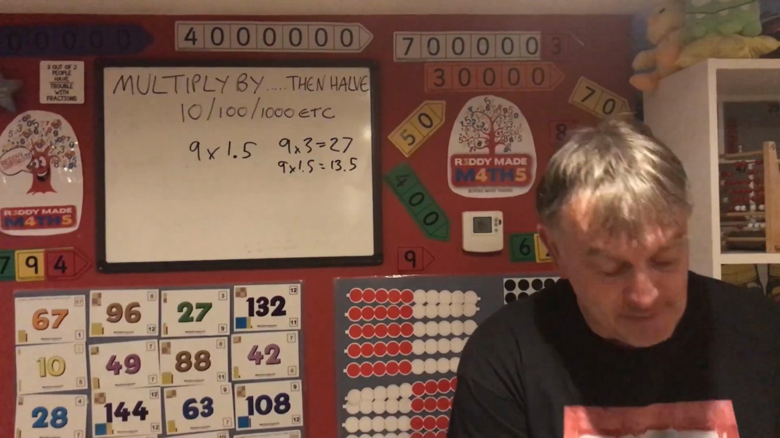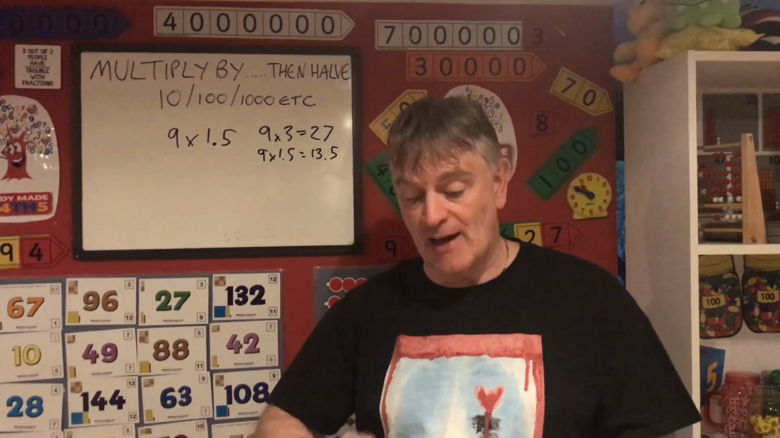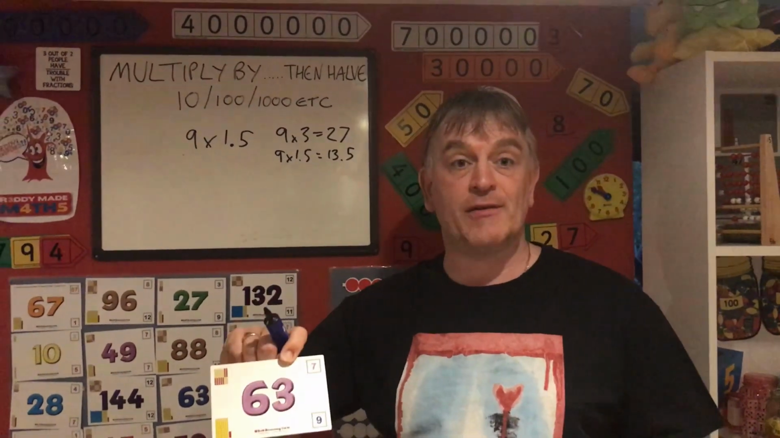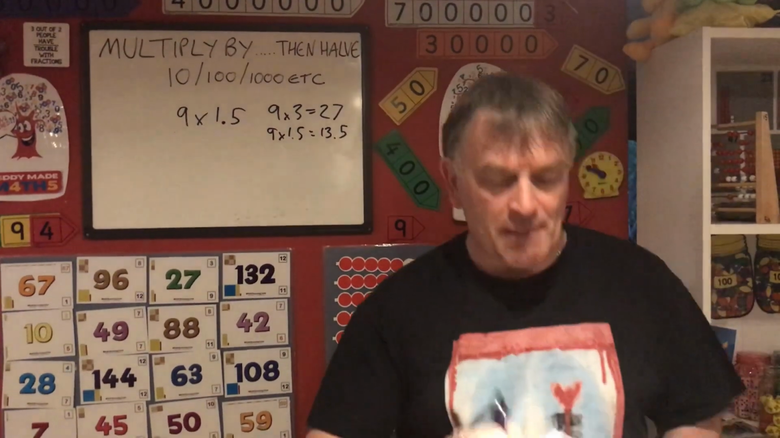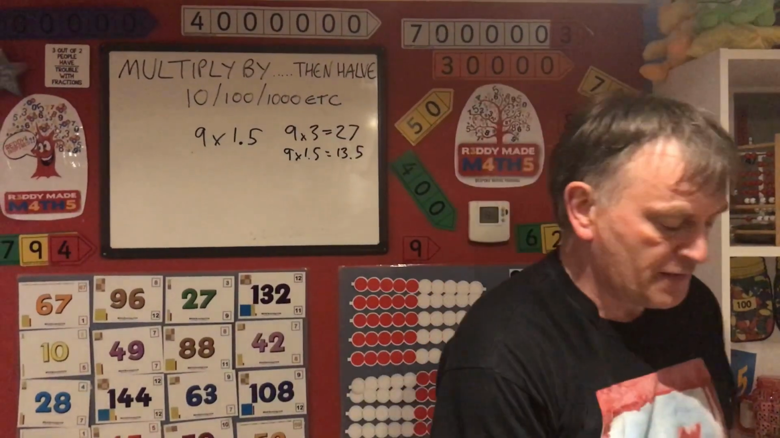I've just got here a random set of digit cards. Whatever I turn over now, I'm going to multiply by 5. 63. 63 times 10, 630. Half of it, 315. Straight away, just multiply by 10, half it. Multiply that by 5, we can do that in our head. 6 times 5 is 30. 23 times 5, 230, 115.